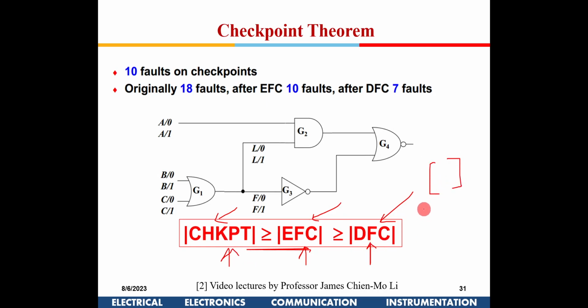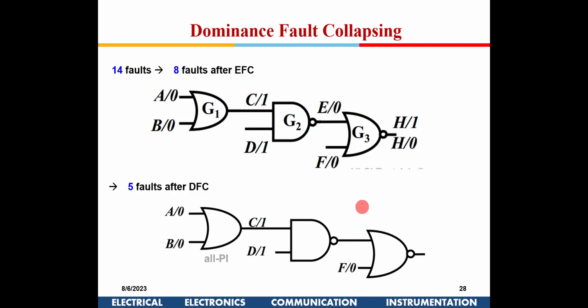Now it is time versus total fault list. If you can afford a large amount of time, then you can run DFC, right? But if you don't have that much time to list your entire faults, then you can go for checkpoint. Generally EFC is done. This is a simple algorithm, this is a complex algorithm, right? For explaining purposes, we say we move like this, move there.